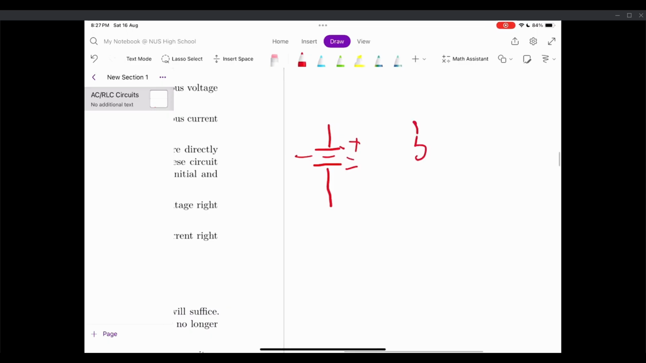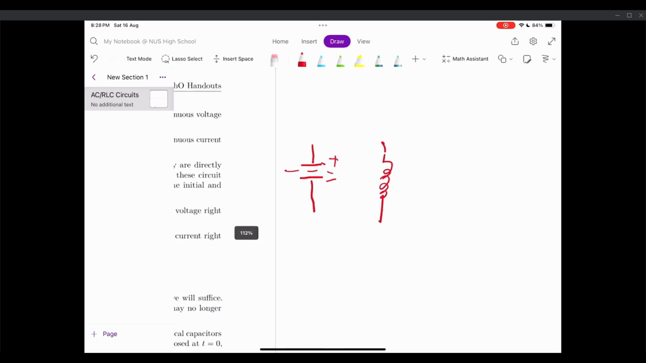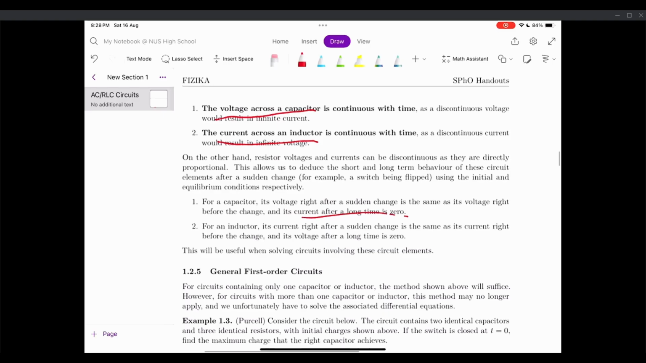Similarly for an inductor, when it's at equilibrium, it's basically just a really, really long wire, so it's basically closed. And the opposite is true right when you flip a switch: it's going to be open at the start. That's how I like to memorize it, but it really depends on you.